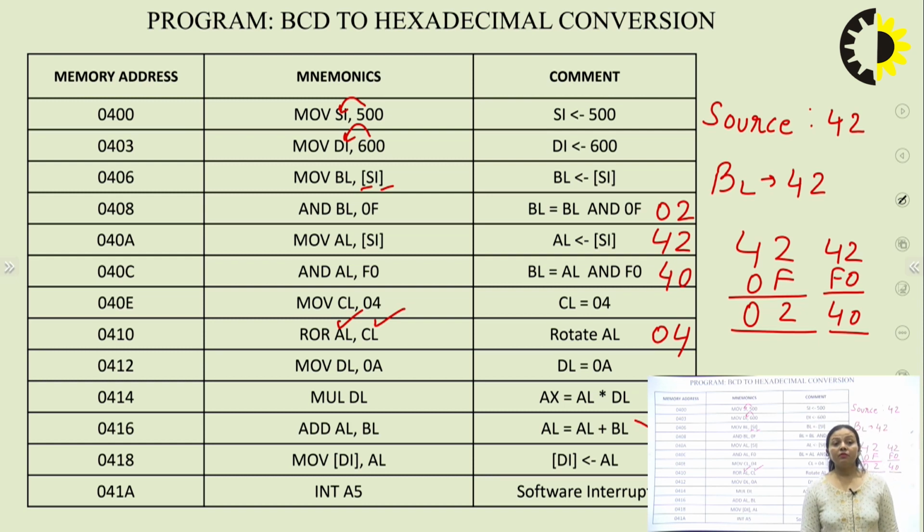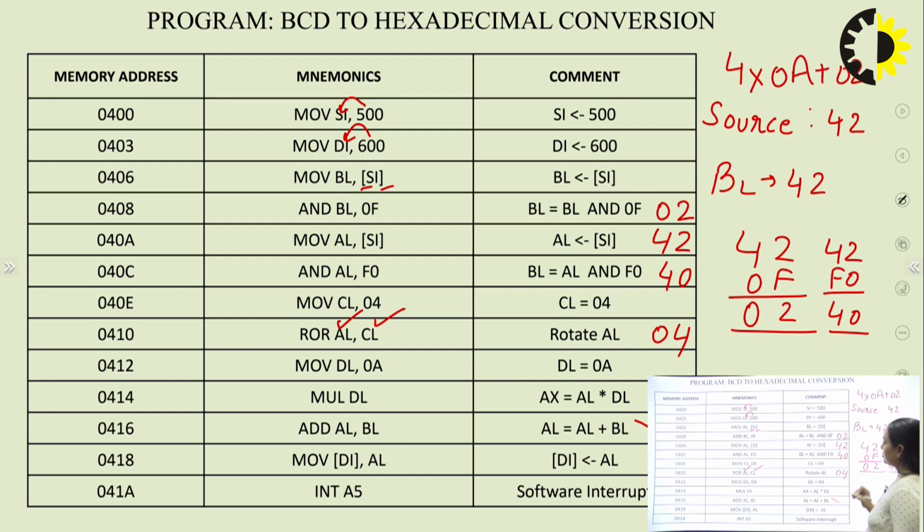Now we have unpacked the numbers. I have got 02 in register BL and 04 in register AL. The concept which we are using here for conversion is like the expanded form. If I have the number 42, how can I write it? I can write 42 as 4 into 0A plus 2. So the same concept I'm using here, I have to multiply it with 0A.